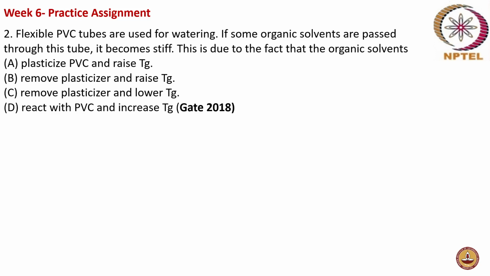Now next. Flexible PVC tubes are used for watering. If some organic solvents are passed through this tube, it becomes stiff. Why is it happening? This is due to the fact that the organic solvents plasticize the PVC and raise the Tg, or remove the plasticizer and raise the Tg, or remove the plasticizer and lower the Tg, or react with PVC and increase the Tg.